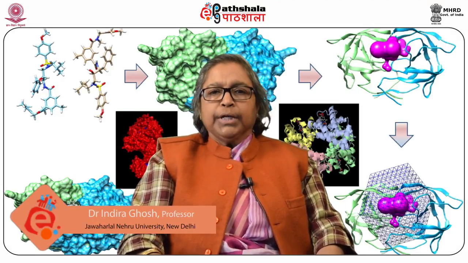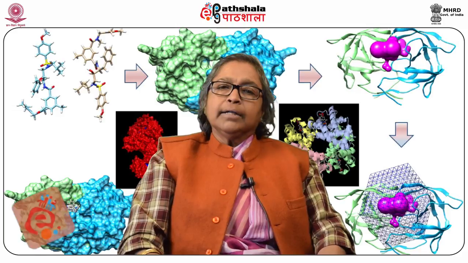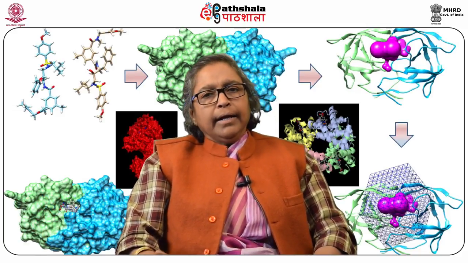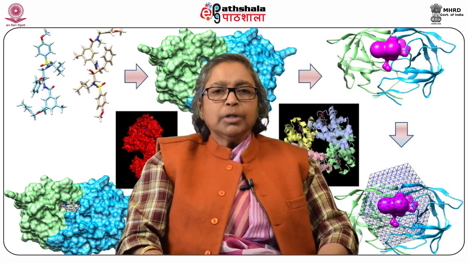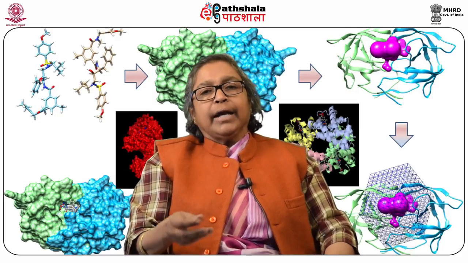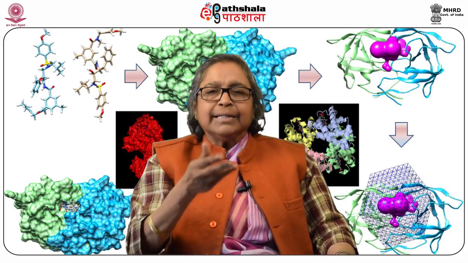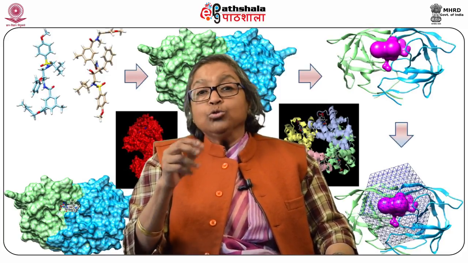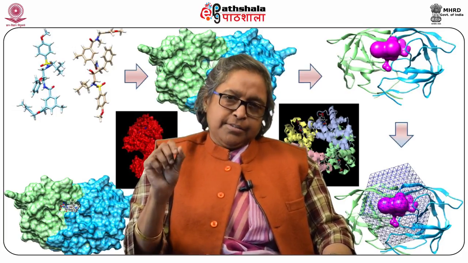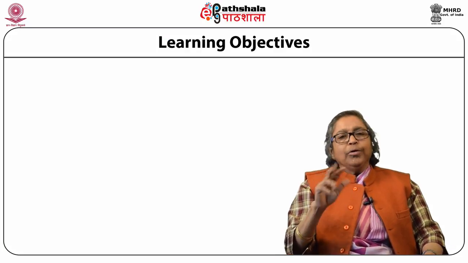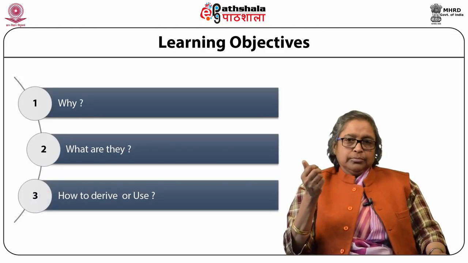I am Indira Ghosh from JNU and today we are going to talk on the module of scoring function under the paper Computational Biology. Here the learning objectives are: once you dock the molecules, what would be your criteria to find that you are using properly rotated or properly selecting compounds. Also, how to efficiently predict the binding efficiency of the molecules. So we will discuss why they are used, what are they, and how to derive them for this use.